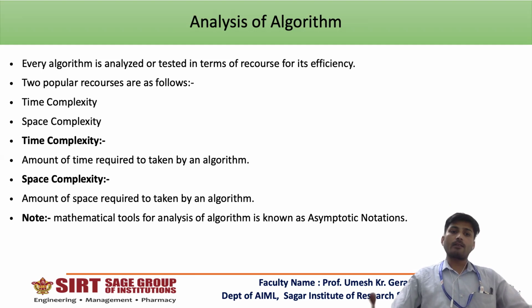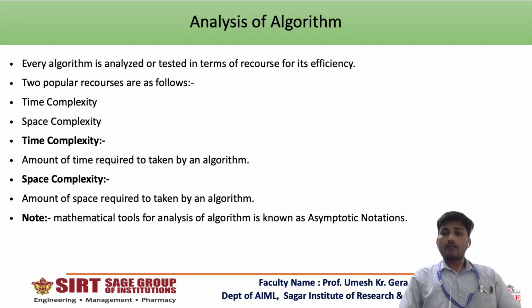So what is time complexity? The amount of time required by a particular algorithm is known as time complexity. What about space complexity? The amount of space taken by a particular algorithm is known as space complexity.